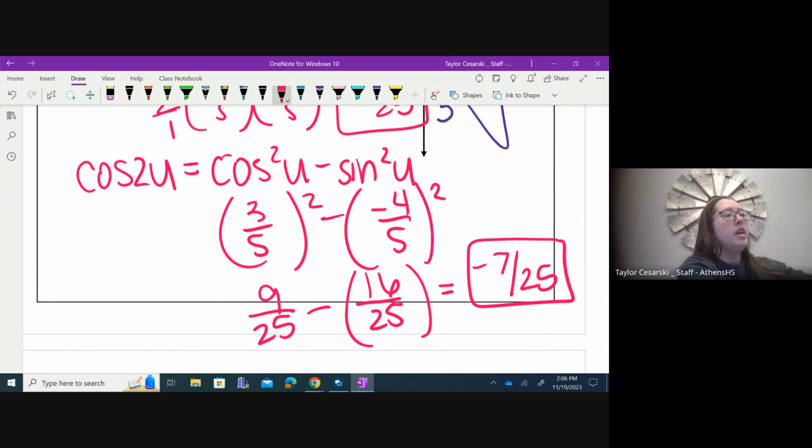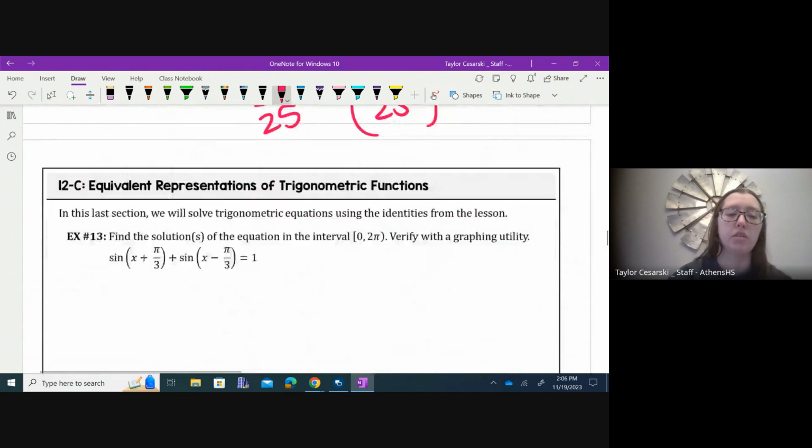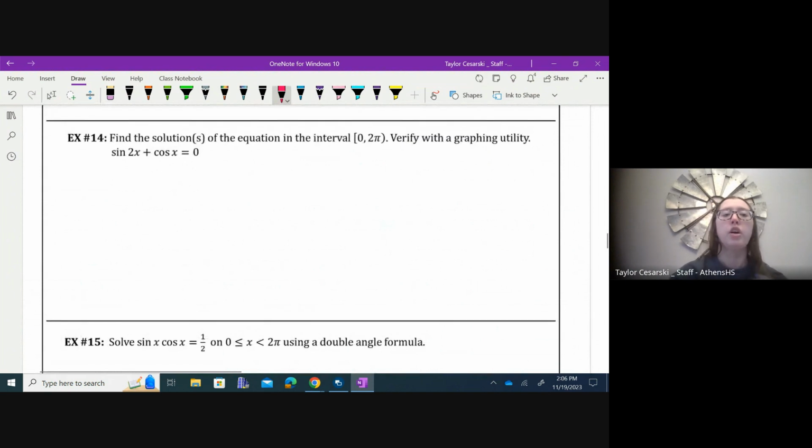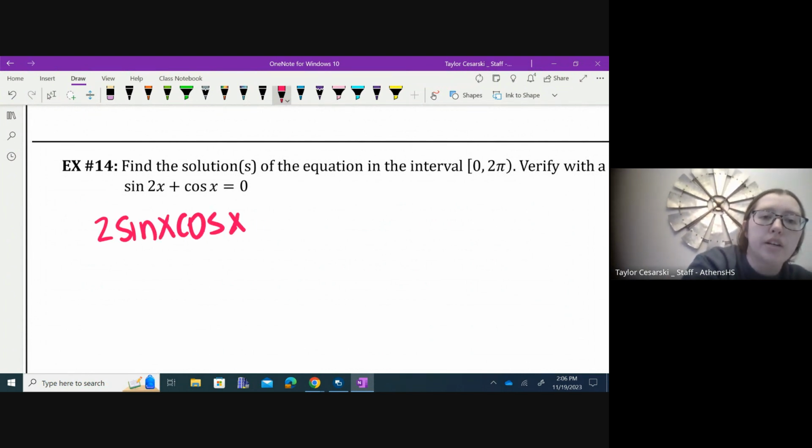Okay. Now let's look at a couple examples where we did equations back in 3.10, but what if we had something like sine of 2x in there? How could we use our formulas? So number 14 says sine of 2x plus cosine of x equals 0. So I know that sine of 2x has an identity, and that's equivalent to 2 sine of x cosine of x. So I'm going to go ahead and write that out.